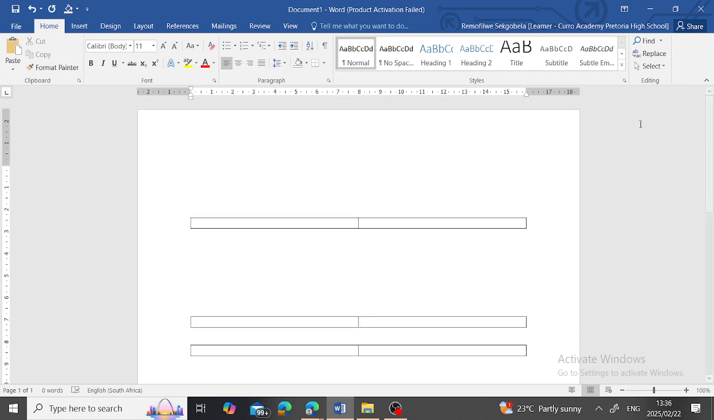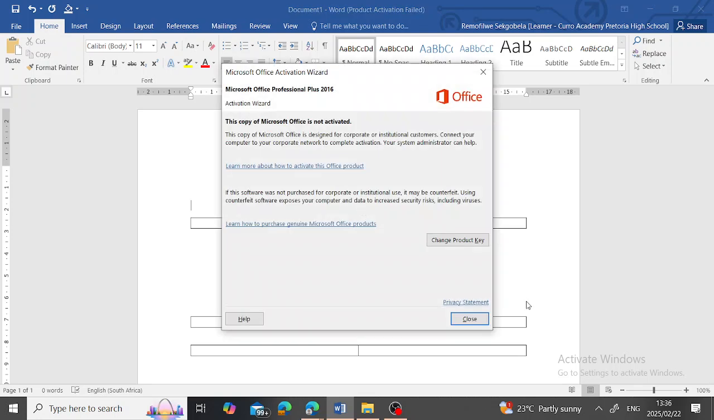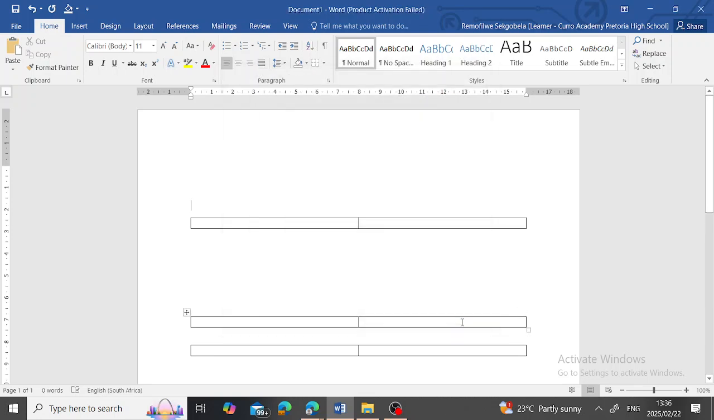So this is what we call a T account. There's the debit and then there's the credit. So on the left-hand side is the debit, and then on the right-hand side is the credit.